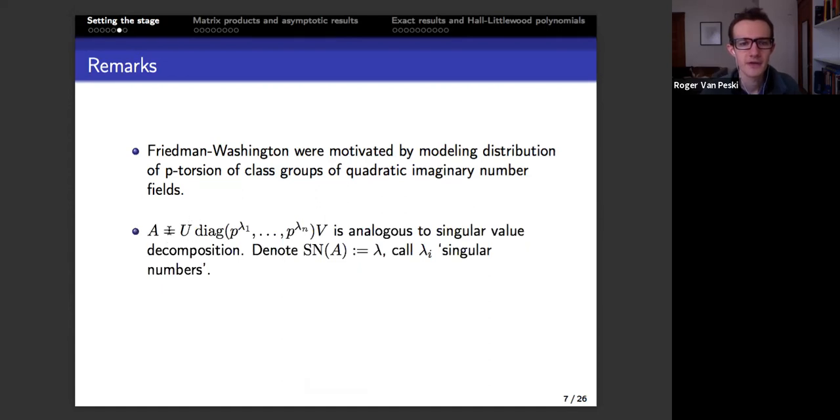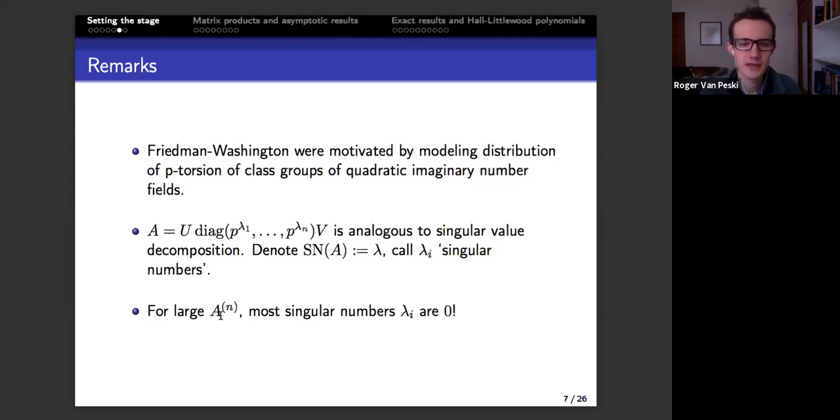As I said earlier, this decomposition is really analogous to singular value decomposition. So for the rest of the talk, I'm going to write S_n(A) to be this partition lambda. And I'm going to call these numbers lambda_i the singular numbers, again just by analogy with singular values.